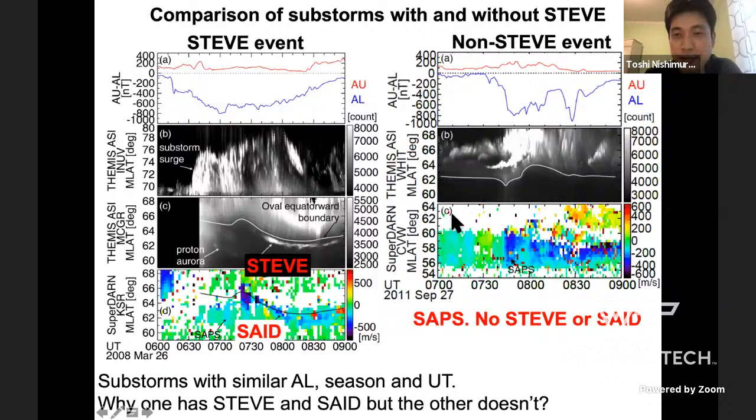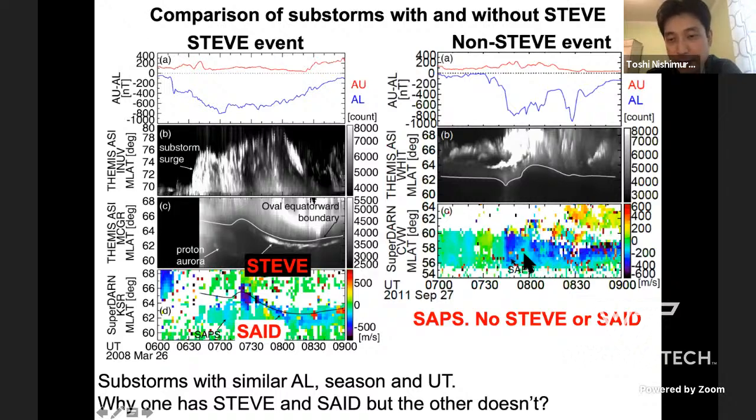On the right is just a regular substorm event. There is no STEVE going on, although we are looking at pretty much the same strength of the substorm activity in terms of the measure of the auroral electrojet. And our overall location is about the same, around 62 degrees in magnetic latitude. But the flow structures are very different. We see latitudinally extended flow structures. So these are known as SAPS without SAID features.